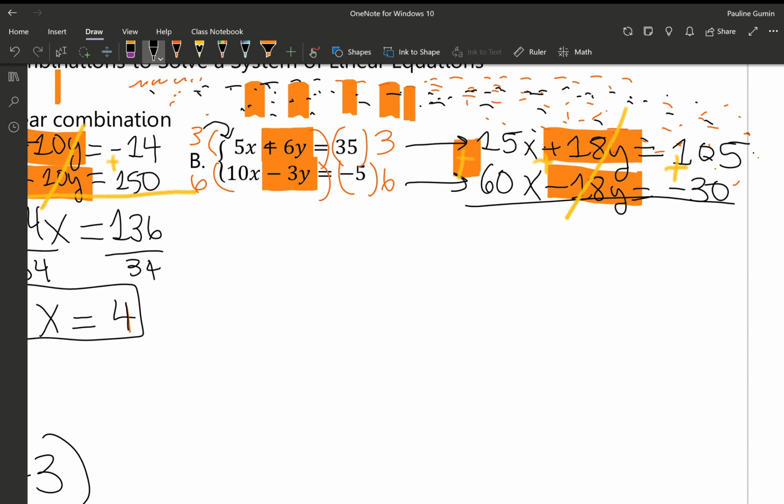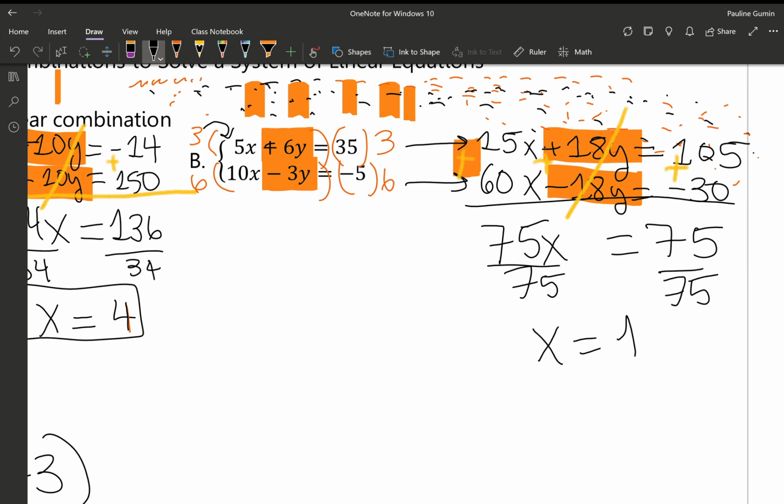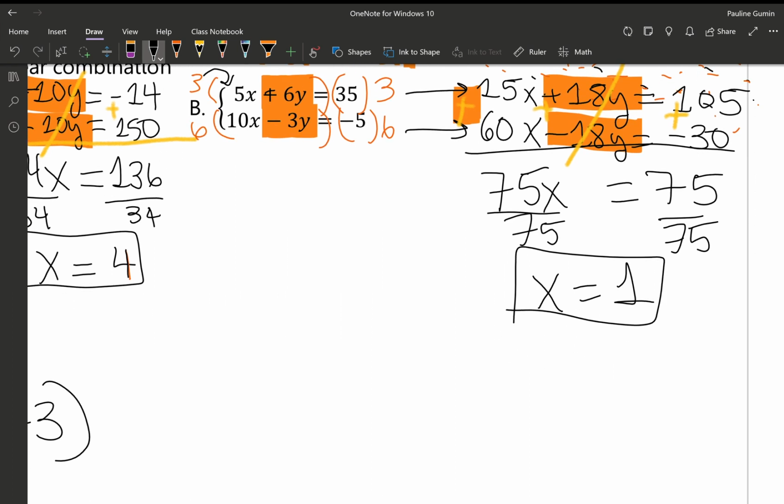Fantastic. 15x plus 60x is 75x. 105 plus negative 30 is 75. How wonderful. Let's divide both sides by 75. X equals 1. Now that we have x, we can find y, and it doesn't matter which equation we use. I feel like using the top one again.